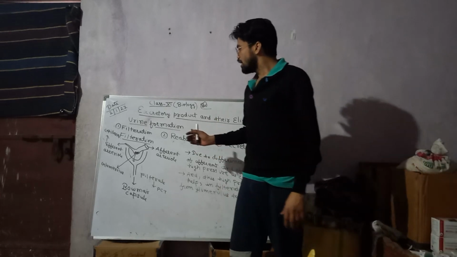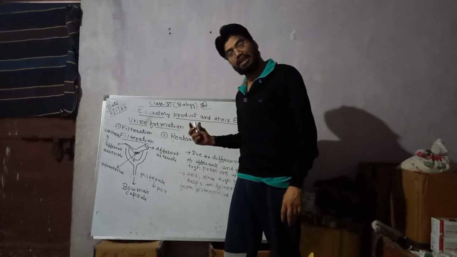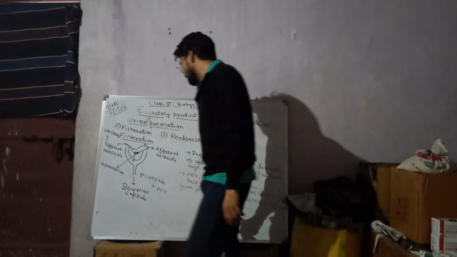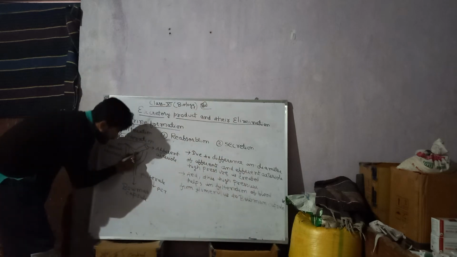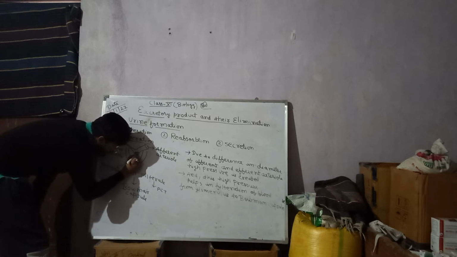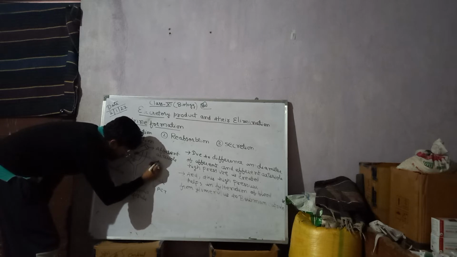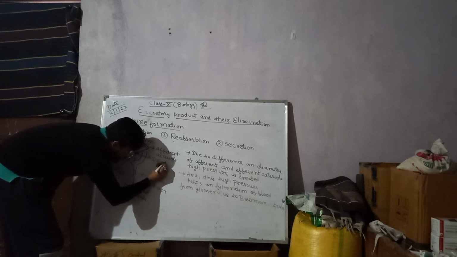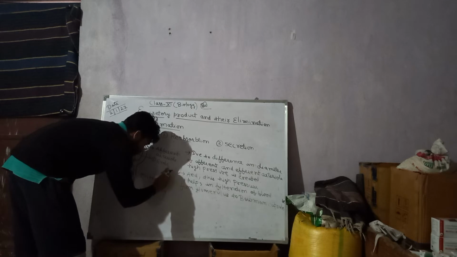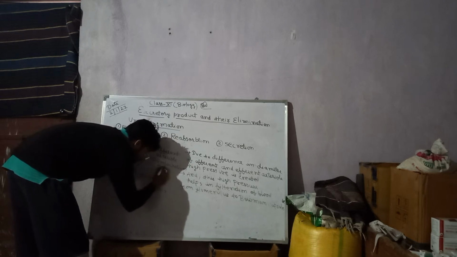Ultrafiltration, because this filtration takes place through three layers. So, what are these three layers which help in filtration? As you observe here in the glomerulus, there is a thin wall. This wall is known as the endothelium. So the first layer is the endothelium of the glomerulus.